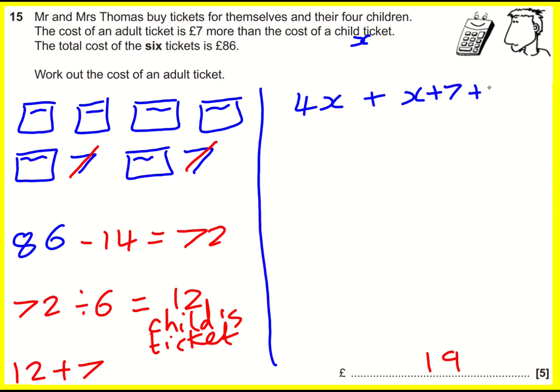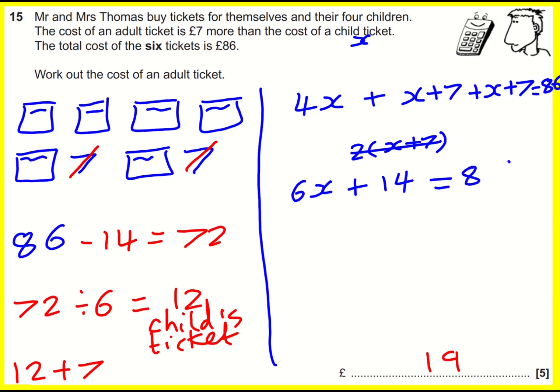But because we're buying 2 of them, I need to add 2 of them on. By the way, you could do 2x plus 7 and then expand that, but I've decided to do it without expanding brackets. And if I add that together, then I get 86. I'm going to simplify this equation. I can add the like terms. So I can add 4x, x, and x to give me 6x, and I can add 7 and 7 to give me 14. So 6x plus 14 is equal to 86.